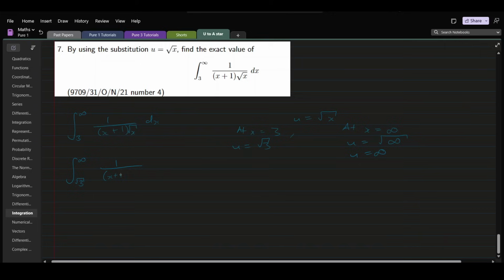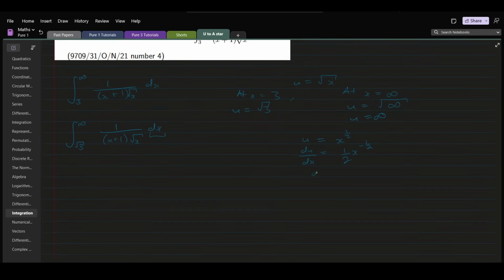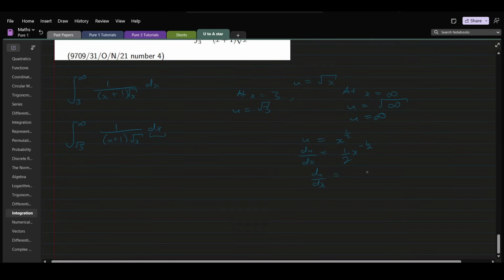So our limits are now, our lower limit is root 3, our upper limit is still infinity, and we have 1 over x plus 1 root x dx, and now we want to substitute dx. So we're going to do that by simply differentiating our substitution. So I'll write root x as x to the half so that we can differentiate. So du dx is equal to, we bring down the power, that becomes half x, subtract 1 from the power, that becomes minus half, and we can write this as du dx is equal to 1 over 2x to the half, which is the same as root x.